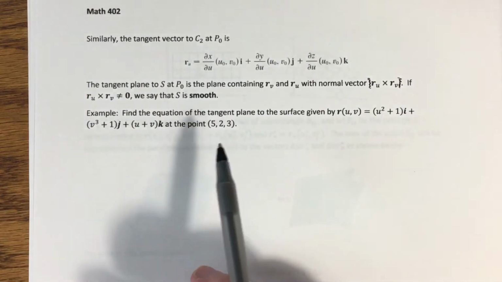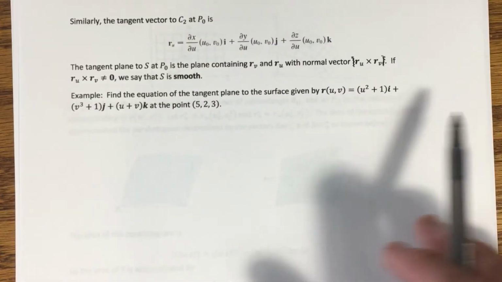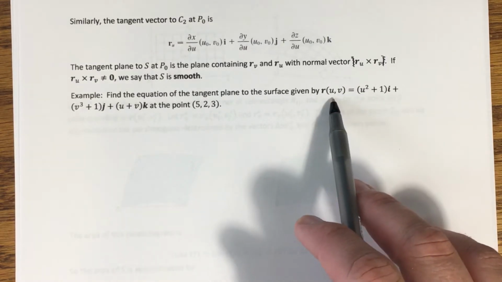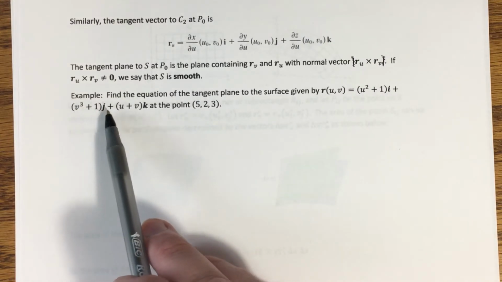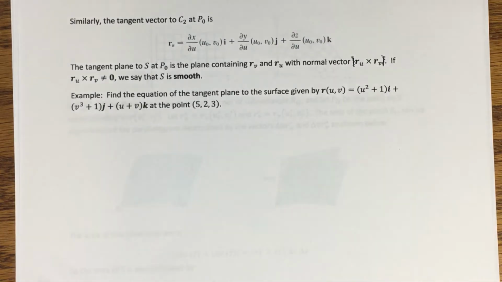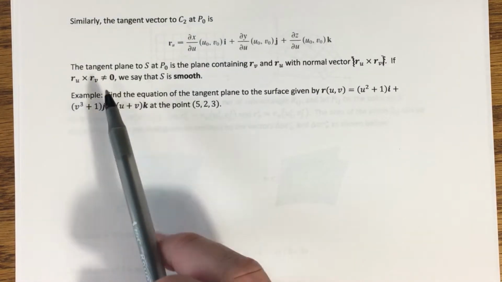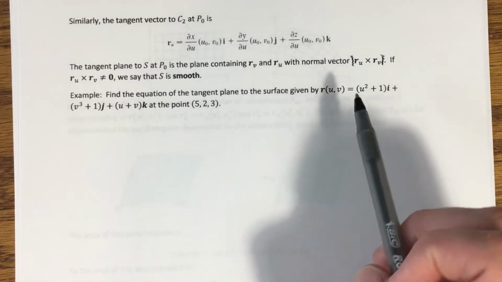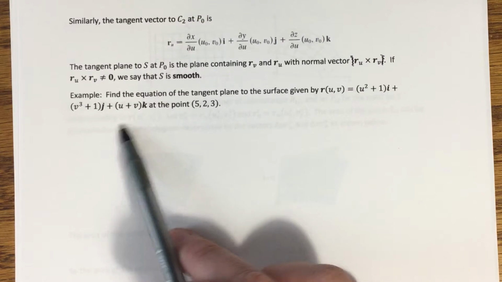So let's look for a tangent plane to a surface that's given by this parametric function here. r(u,v) is equal to (u squared plus 1) i plus (v cubed plus 1) j plus (u plus v) k at the point (5, 2, 3). Now, before I find those vectors r_u and r_v, this point is the result of plugging in a particular value for u and a particular value for v into my parametrization.